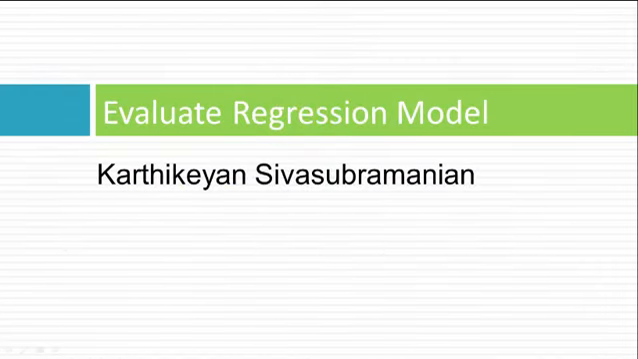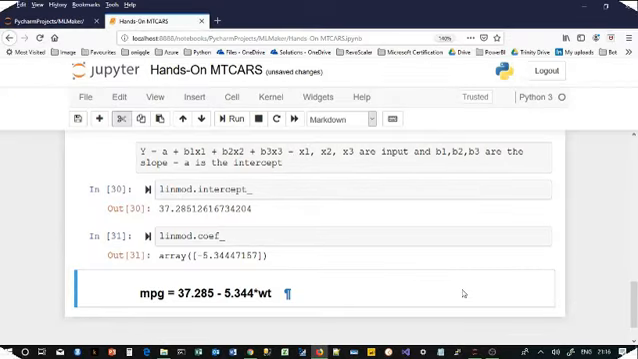Now that we have built our first model with the weight field, we would now like to look at how good this model is. How do we evaluate it? What can we do to improve this? So the equation that currently stands is miles per gallon is equal to 37.285 minus 5.344 into weight of the car.